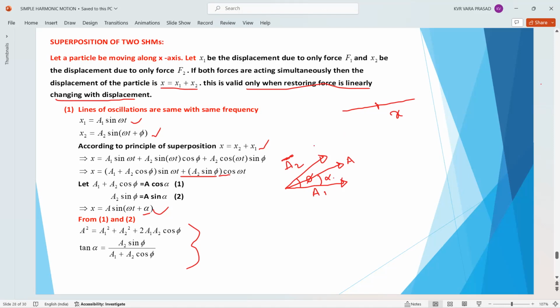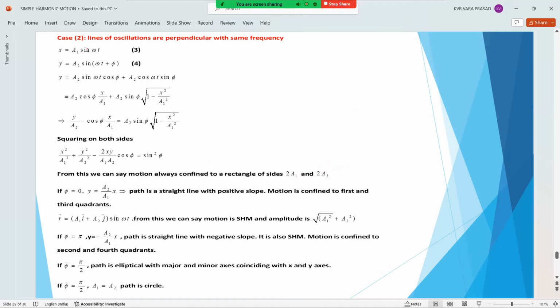Now see the second case, where the lines of oscillation are perpendicular, with the same frequency. That means because of only force F1, the particle moves along the x-axis. Because of only force F2, the same particle moves along the y-axis. Because of the first force, the particle oscillates along the x-axis, and because of only the second force, the same particle oscillates along the y-axis.